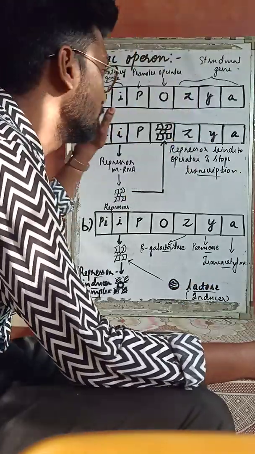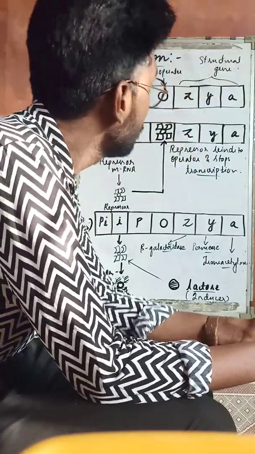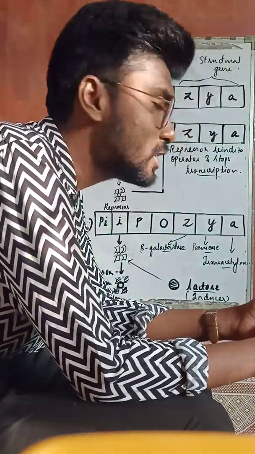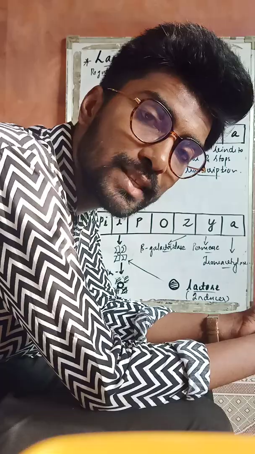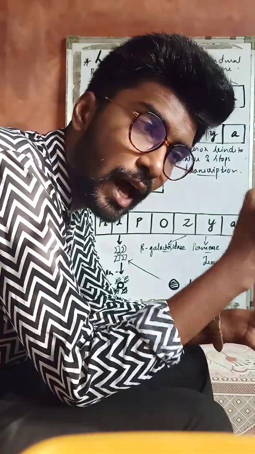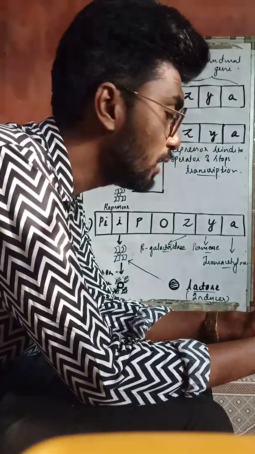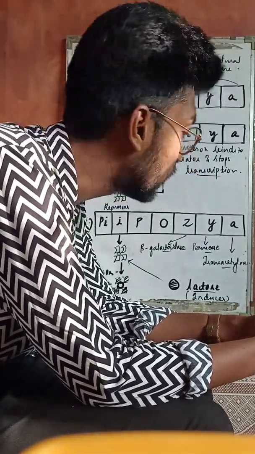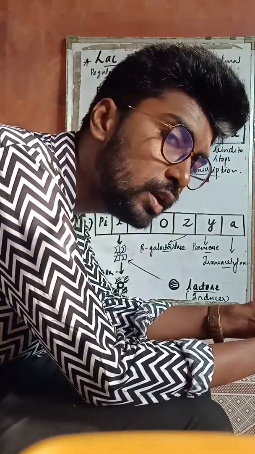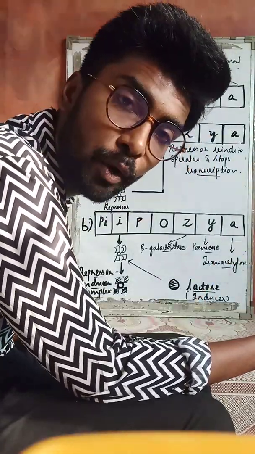If lactose is unavailable or if lactose is available, there are two major components on a gene, which are called the promoter and the operator, right? What is a promoter? We have discussed. A promoter is a sequence of DNA where the RNA polymerase enzyme comes and binds, correct? So a sequence of DNA where RNA polymerase enzyme comes and binds is called the promoter, and the second is called the operator. The operator is a sequence of DNA where the repressor protein comes and binds, right? So where the repressor protein comes and binds is called the operator.